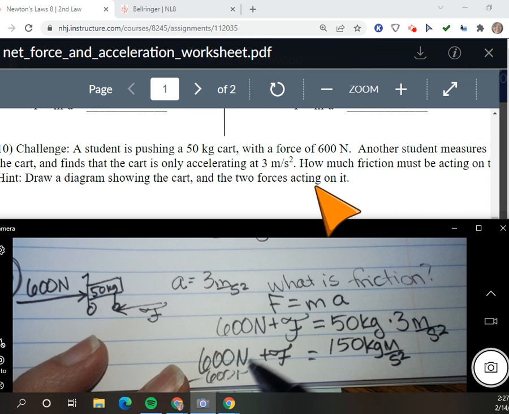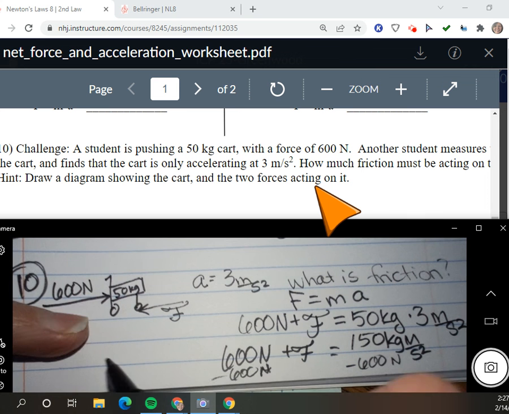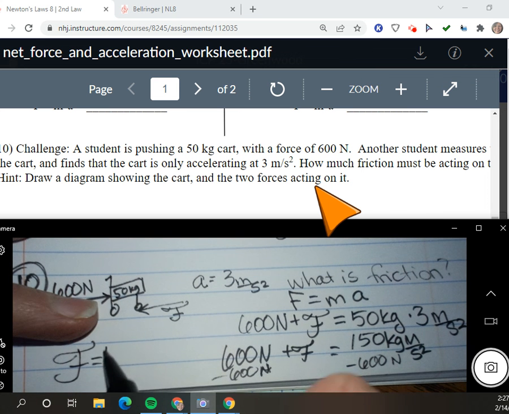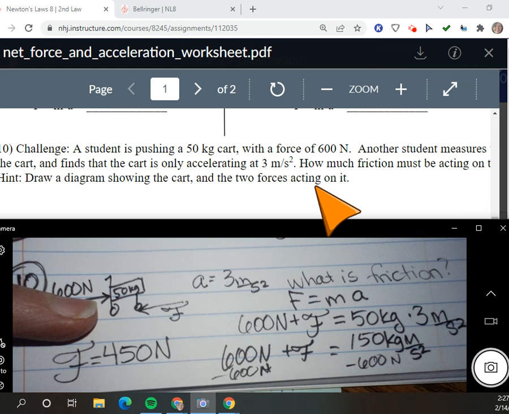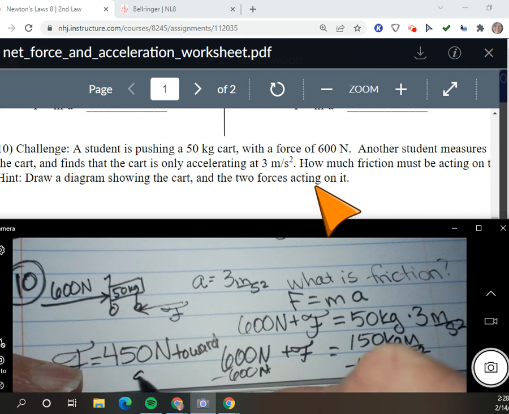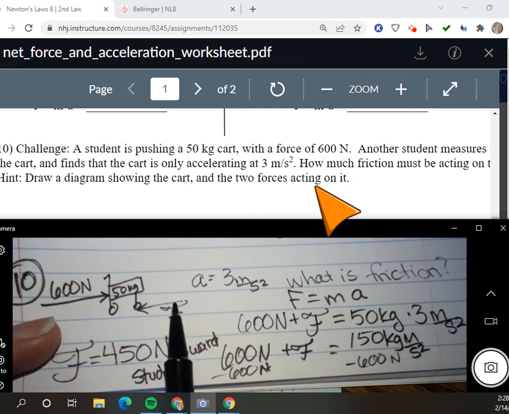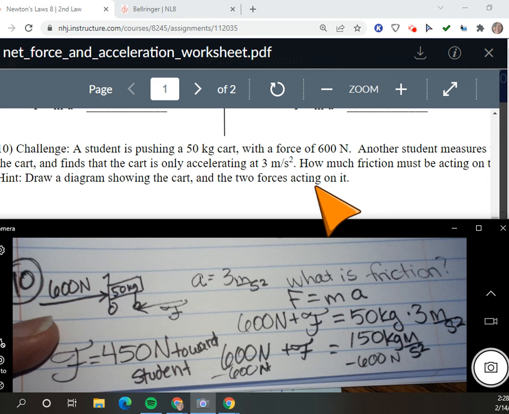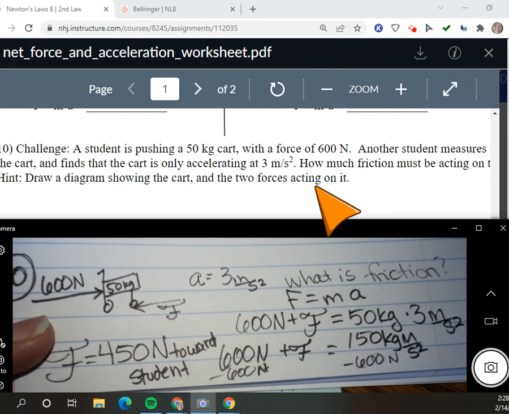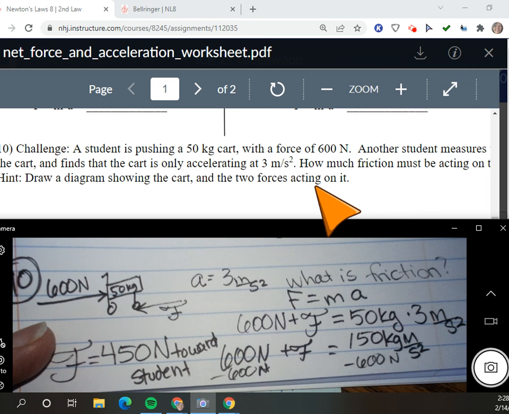Subtract. So minus 600 newtons, minus 600 newtons. I'm going to have to scoot over here where I have more space on the paper. Yeah, 450. So friction equals 450 newtons toward the student. Because we don't know if the student is pushing the cart north, south, east, or west, but we know that friction is going against them. Our friction ended up being a negative number, but we know that negative tells us the direction.